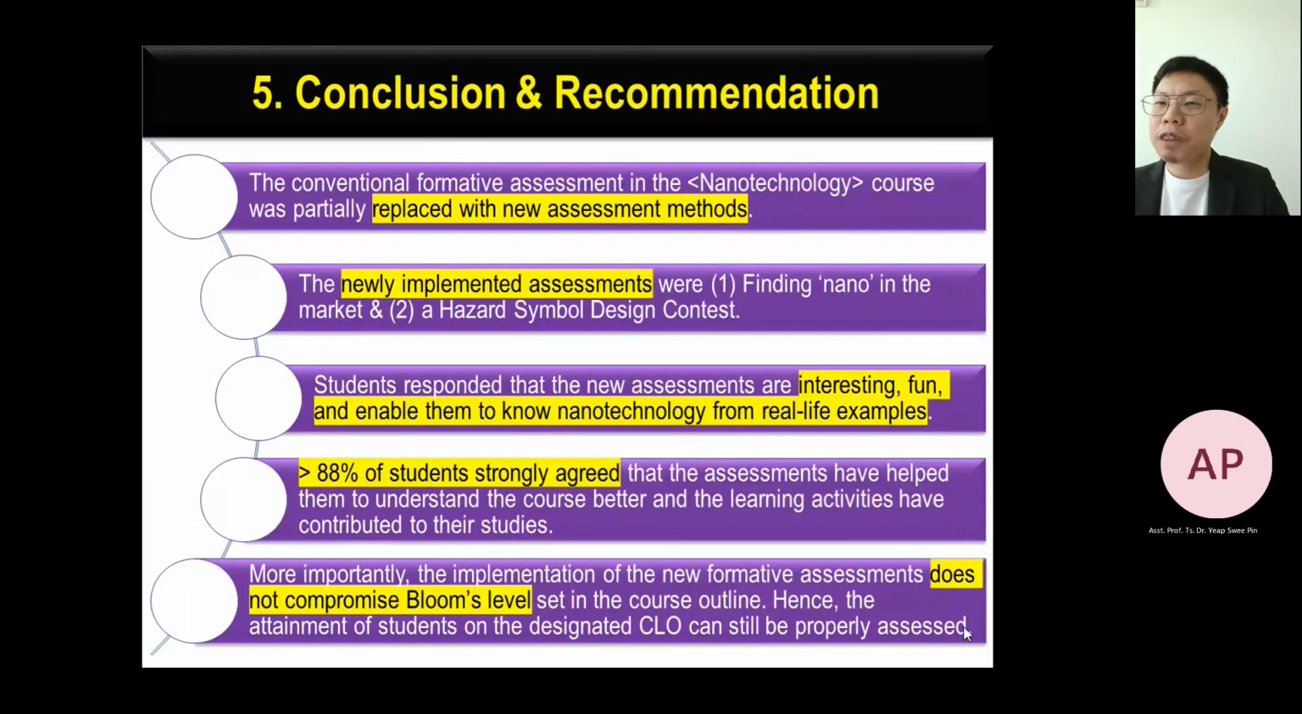In conclusion, the conventional formative assessment has been partially replaced with the new assessment methods, which are more fun and interesting and enable students to know nanotech from real-life examples. More importantly, the implementation of these new formative assessments does not compromise the Bloom's level set in the course outline. Thus, the attainment of the students toward the designated course learning outcomes can still be properly assessed.